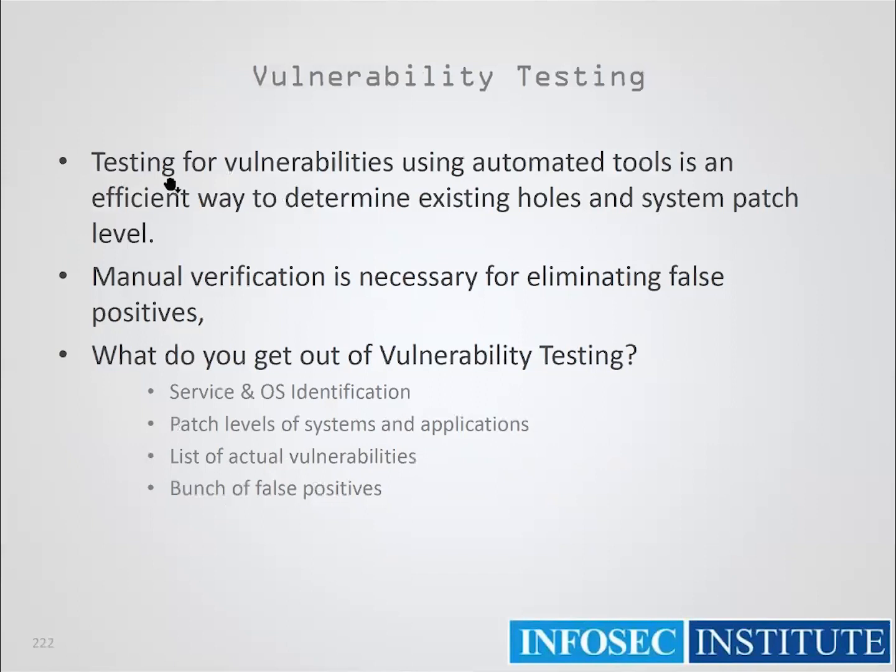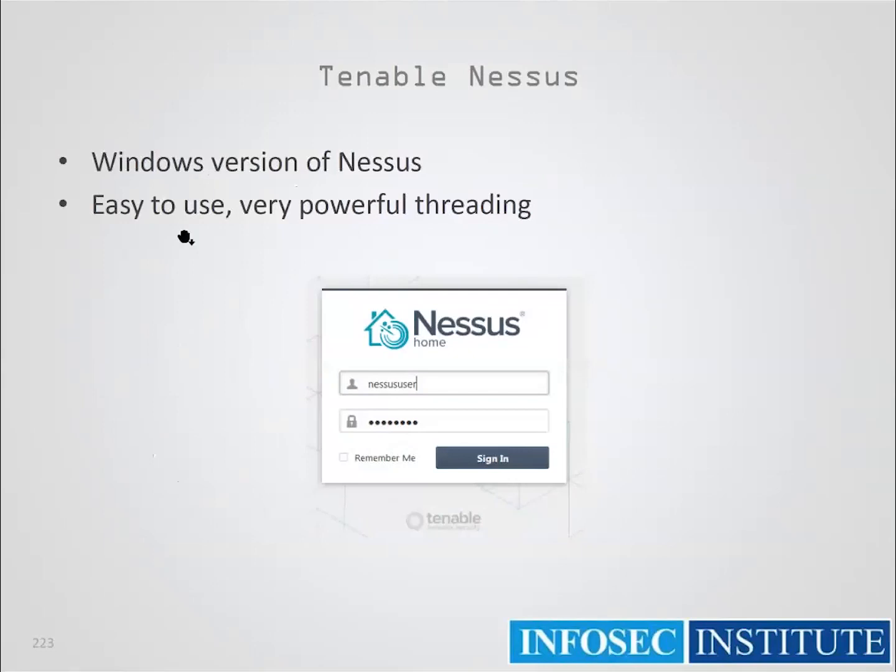With vulnerability testing, testing for vulnerabilities using automated tools is an efficient way to determine existing holes and system patch level. Manual verification can be necessary for eliminating false positives. What you get out of vulnerability testing is service and OS identification information, patch level, some vulnerabilities, and a lot of false positives. Some vulnerability reports are mostly false positives, and your expertise comes in being able to isolate out the false positives and just show the actual vulnerabilities.